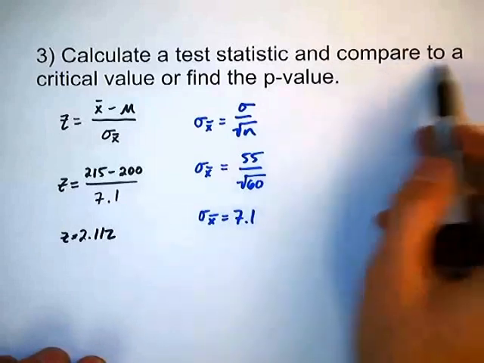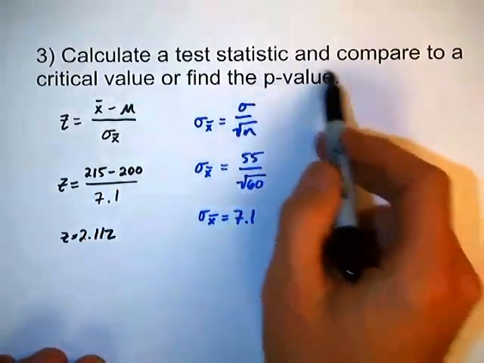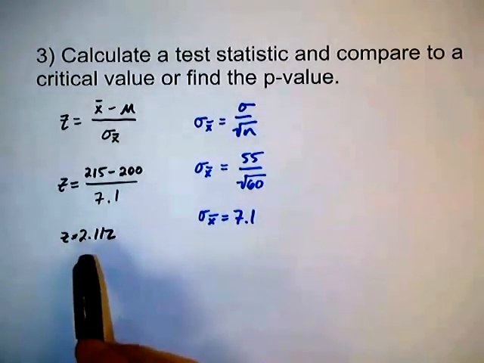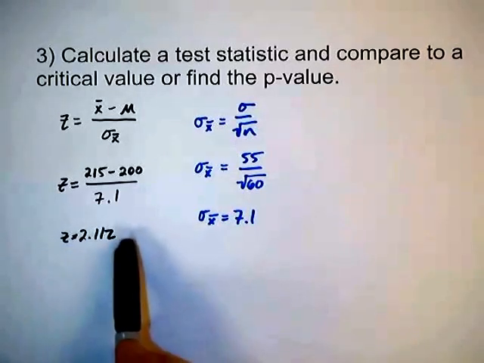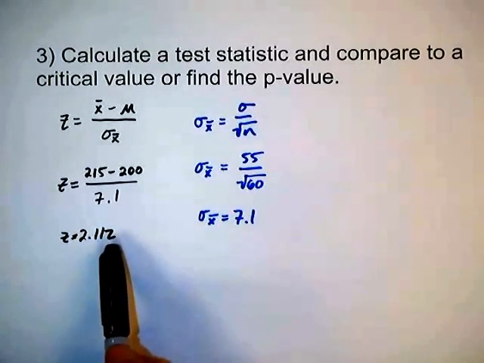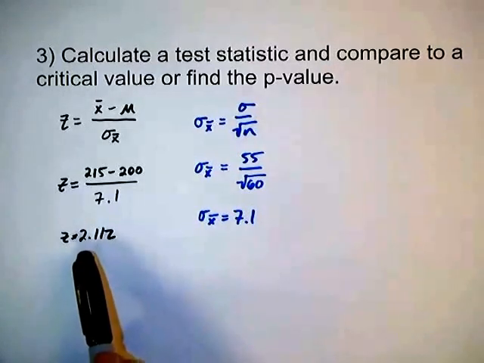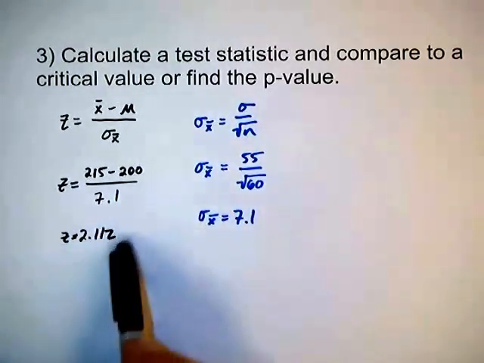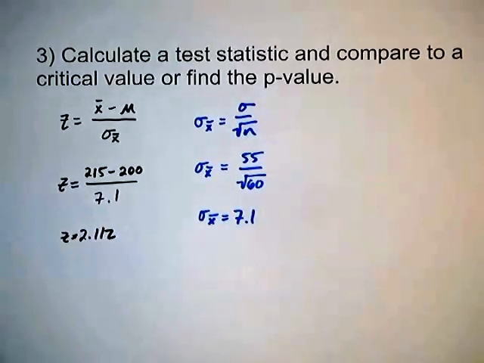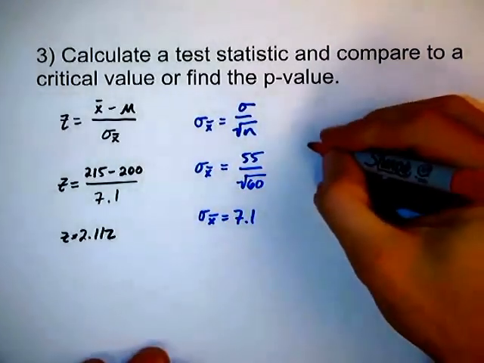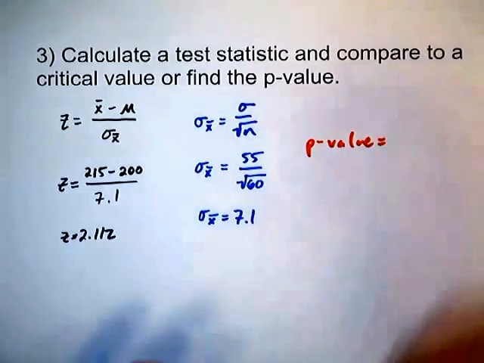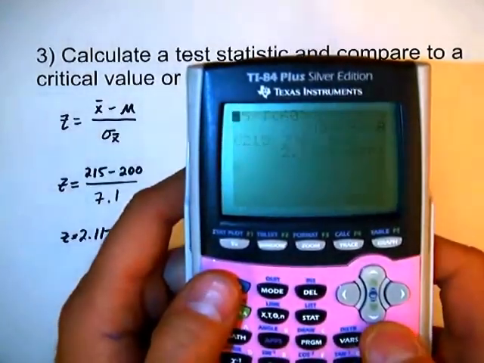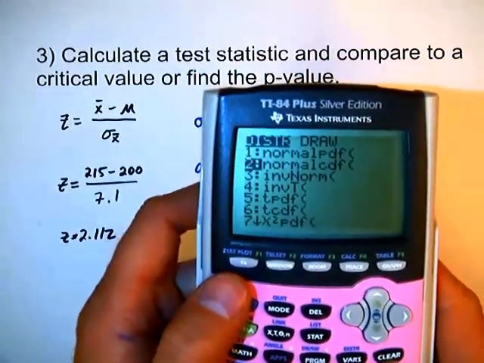Now what I need to do is either compare that to a critical value or find a p-value. What I'm going to do is find a p-value. So a p-value is going to give me the probability of a test statistic of 2.112 or greater. Now remember, I'm doing an upper tail test, so my p-value is going to be the probability of this or more. Okay, so to calculate that p-value, I'm also going to use my calculator, and remember, the z-score matches up with the normal distribution.